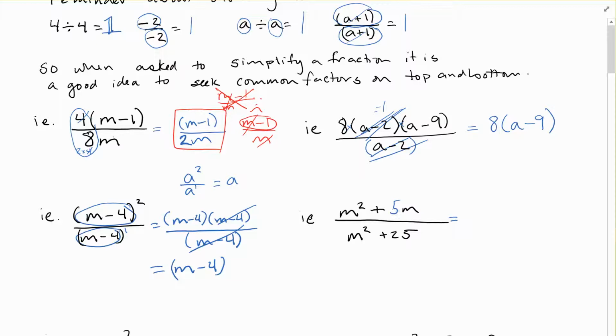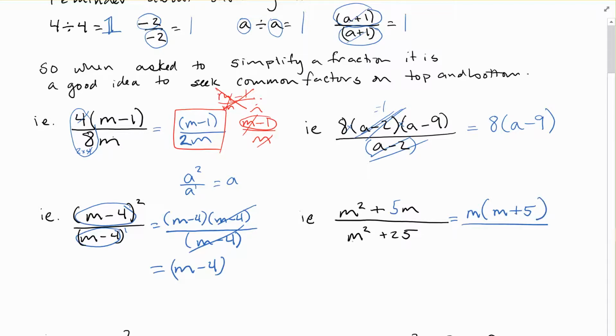M squared plus 5m, I've got 2 terms. So I'll ask myself, is it a perfect square? Or do they just have something in common? And here it's not a perfect square, but I do notice they both have an m. So I can take out an m, and I'm left with m plus 5 on the inside.